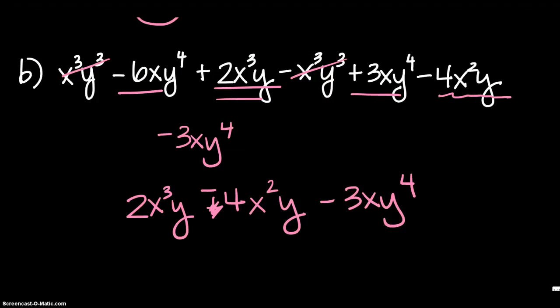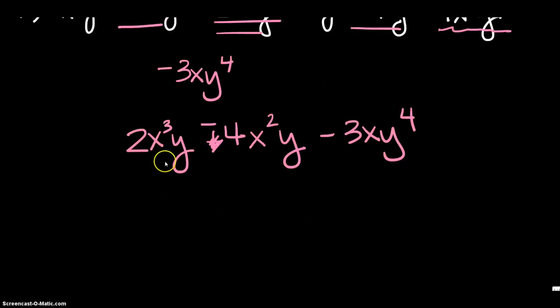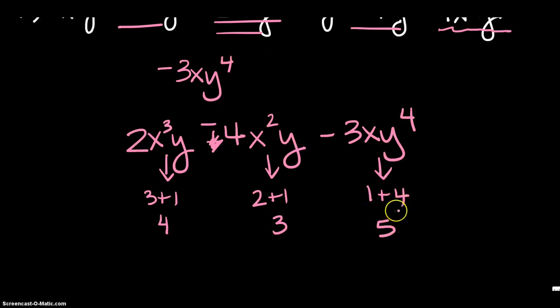All right, so now I find the degree of each. The degree of this one is 3 plus 1, which is 4. The degree of this one is 2 plus 1, which is 3. The degree of this one is 1 plus 4, which is 5. So I take the highest one.